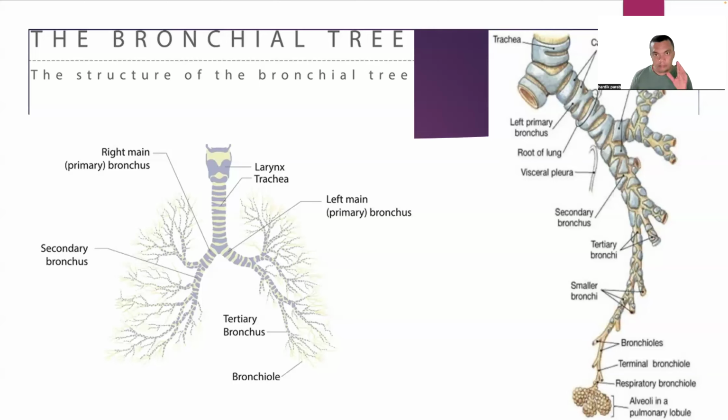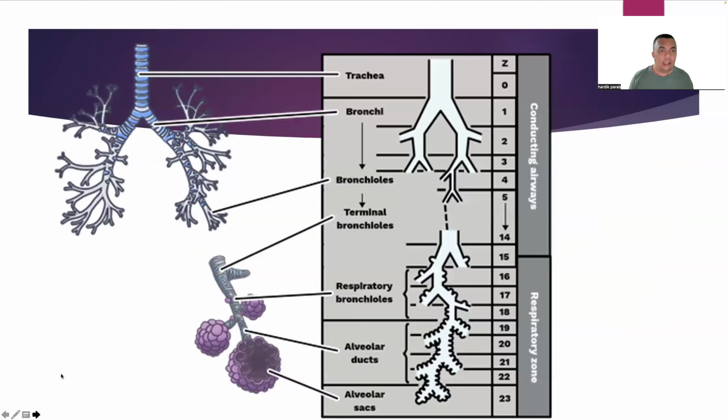In this diagram we can see those things. These are the generations I was talking about. First is the trachea. The trachea is the zero generation. Then primary bronchi, right and left. Then secondary bronchi: on the right side you have three and on the left side you have two. Then tertiary bronchi: both the right side and left side have 10 tertiary bronchi. Then it gives rise to the terminal bronchioles, which go up to the 14th generation. Then you have respiratory bronchioles, which go up to the 16th generation.